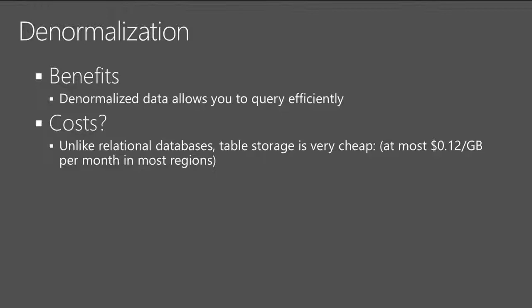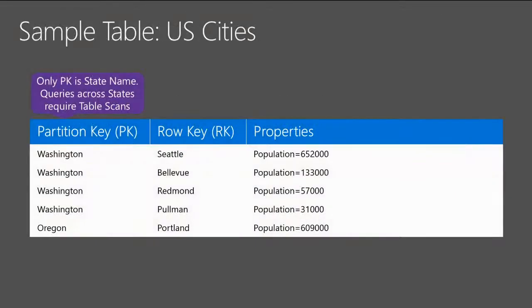Unlike relational databases, table storage is very, very cheap. Even if you do RAGRS, that's read access geo-redundant storage, so you get 6 copies spread across 2 regions. You have a 4 nines read SLA. You can read on the secondary, everything like that, 12 cents a gigabyte per month. So very, very cheap. So duplicating data, probably okay. So let's look at how this can help us in the design of our application.